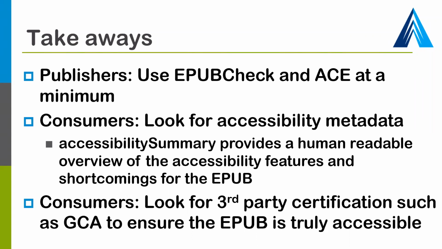Consumers, look for accessibility metadata before you buy. Something really important: the accessibility summary should be well written and explain the features and functions in normal prose about this particular title. That's important, it must be there, it's a required element in the accessibility metadata. And this is where the publisher can essentially brag about the great job they've done in making this book accessible.